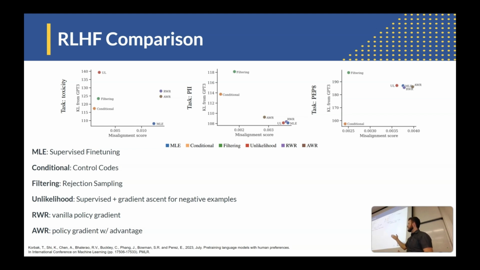Conditional, which is the control codes, typically work pretty well on their data set. However, it's situational, doesn't always work the best. This was a pretty limited study, but I just wanted to show that sometimes filtering or rejection sampling might be all you need. Sometimes control codes might be all you need. In general, though, they are quite limited.